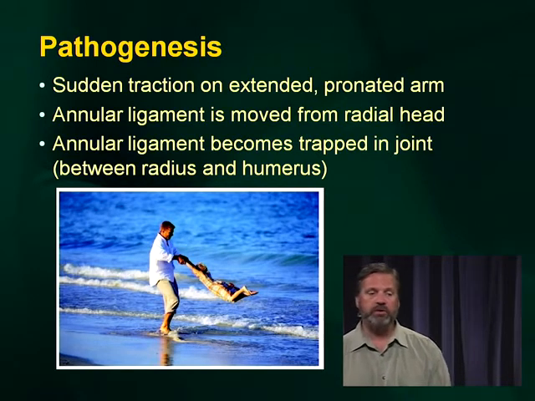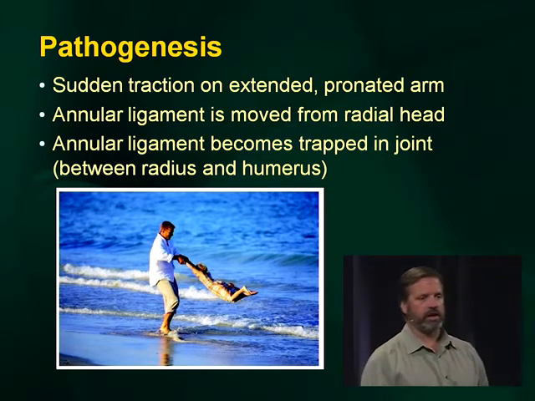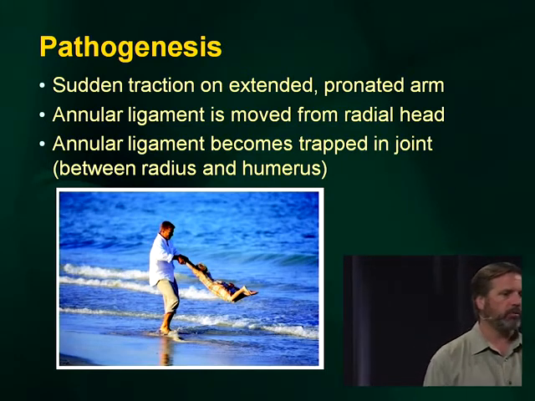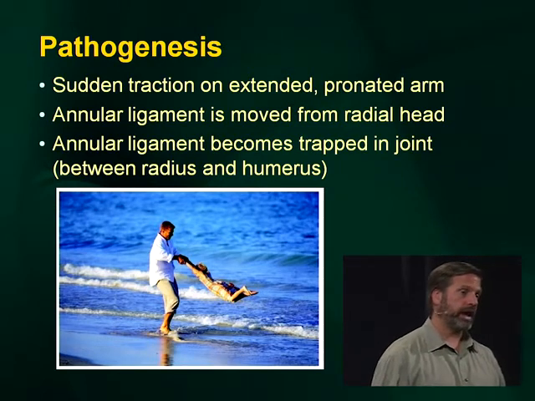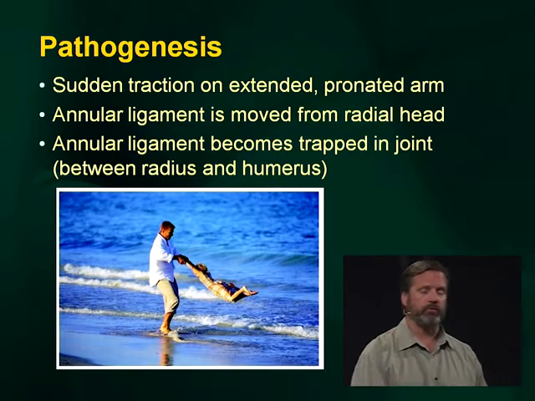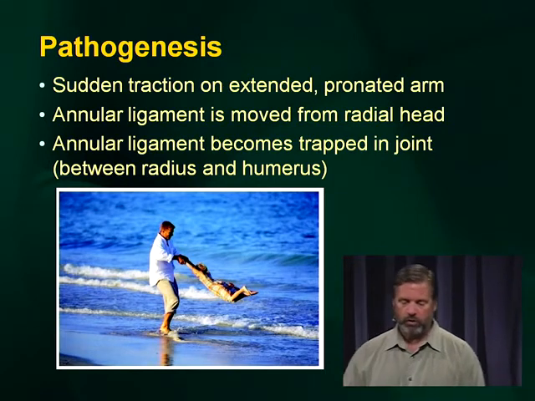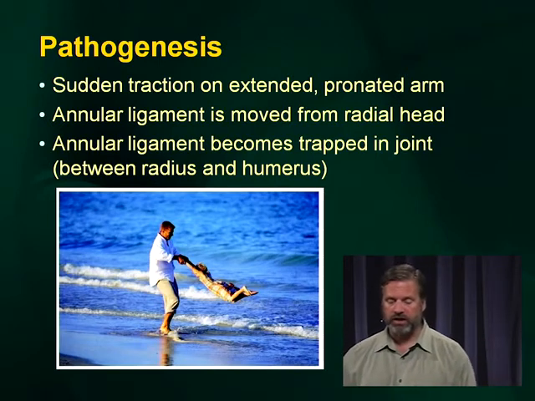The most common story, actually, is that somebody was holding the toddler's hand and the toddler went to stumble or fall, and the natural reaction of the adult is to jerk the arm up, right, to keep them from falling. And that's what leads to the subluxation. So it's a sudden traction on an extended pronated arm, and the annular ligament is moved away from the radial head and becomes trapped in the joint.